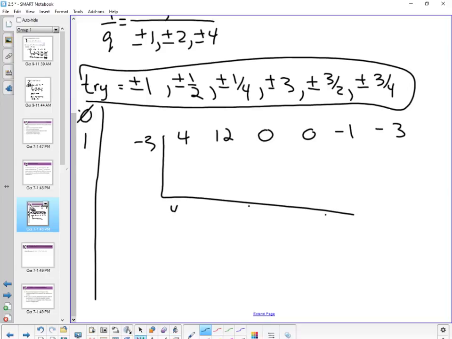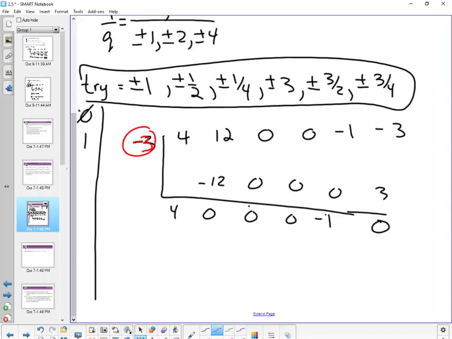You are not going to do well in the non-calculator portion. Excuse me, sir. I didn't use a calculator. Negative 12, 0, 0, 0, 0, negative 1, 3, 0. So, yay! We got a remainder of 0. So, negative 3 is a zero.